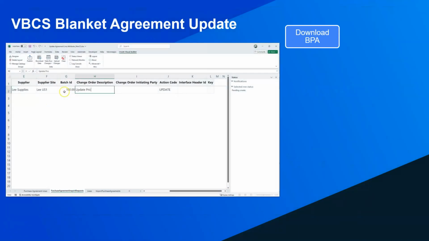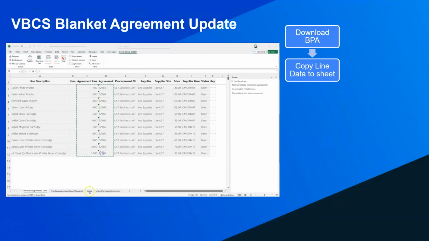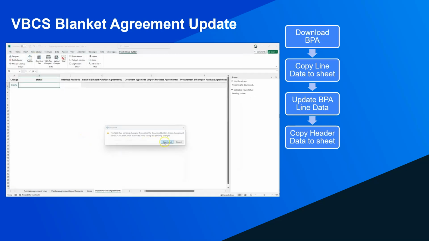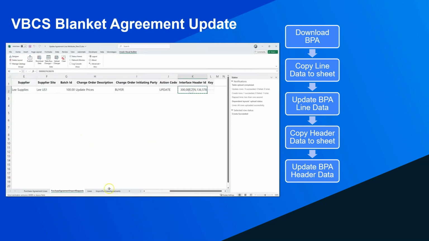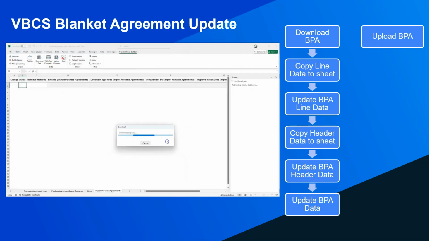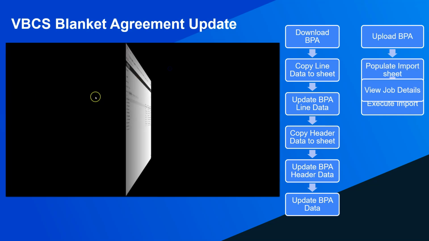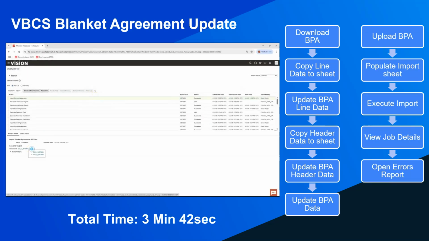Starting with VBCS, you download the BPA, you copy lines to a sheet, update data, upload the header sheet, modify header data, then upload. You populate the import sheet, execute the import, review job details, and open a report to check for errors. That's a lot of steps.